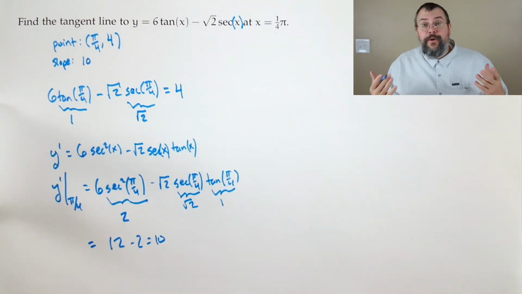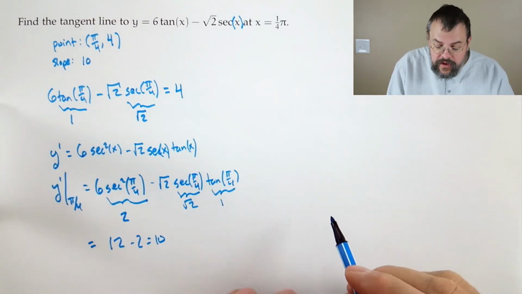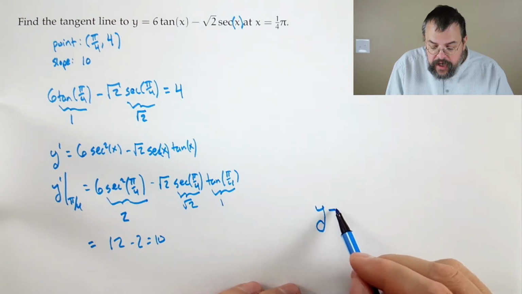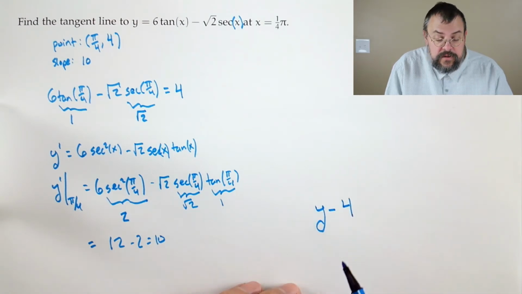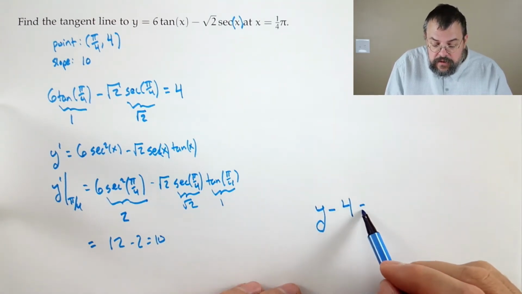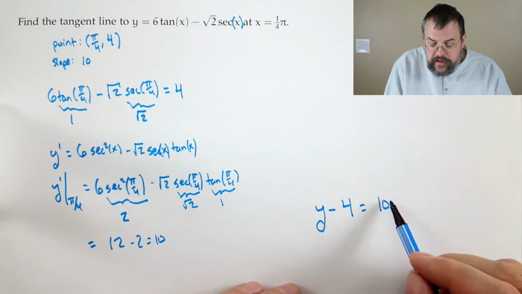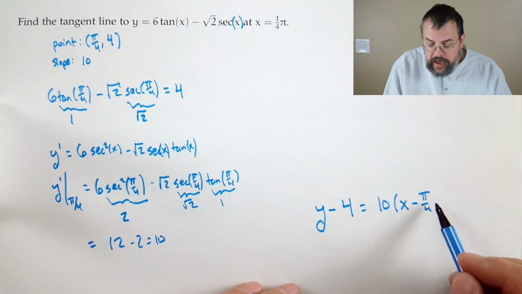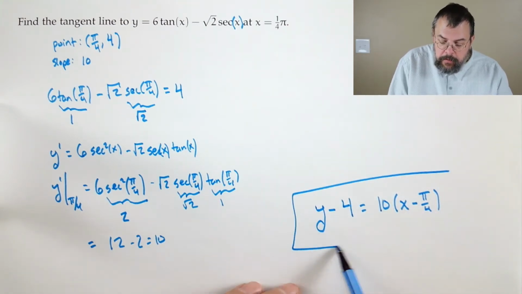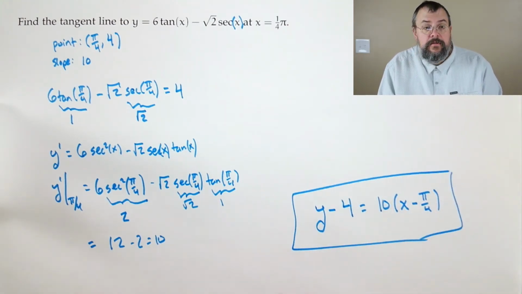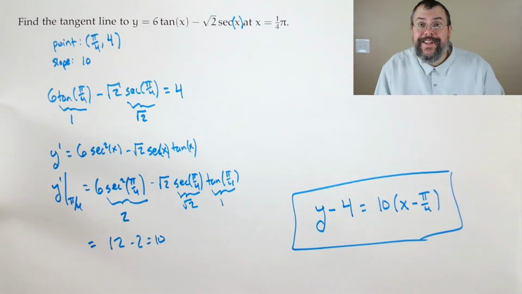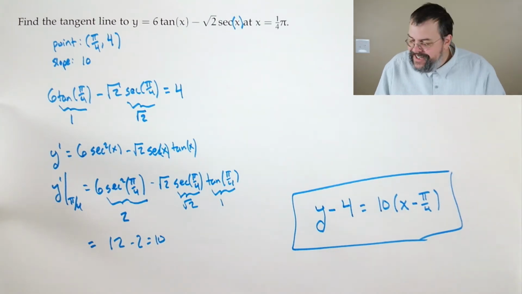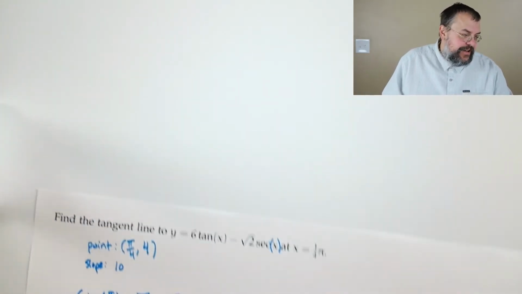Now we have our point and our slope. So y minus our y value, which is 4, is equal to our slope 10 times x minus our x value, pi over 4. And that's our line. We found it. Woohoo! Good. Nice.